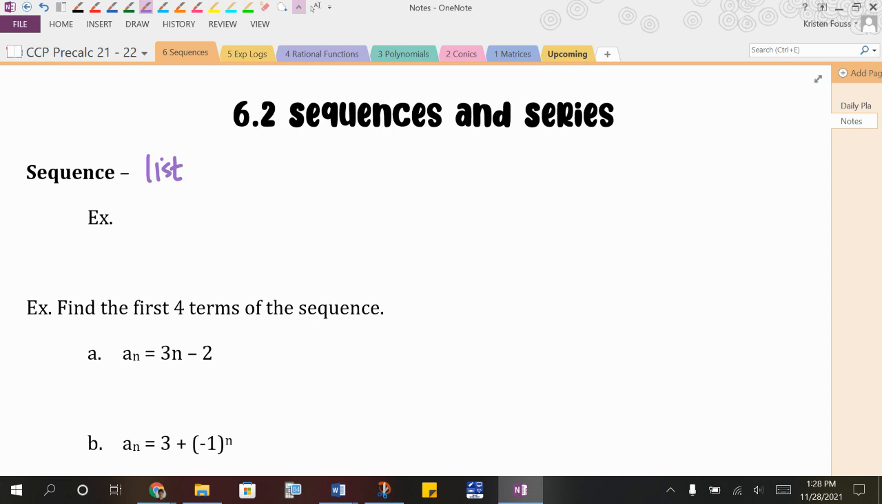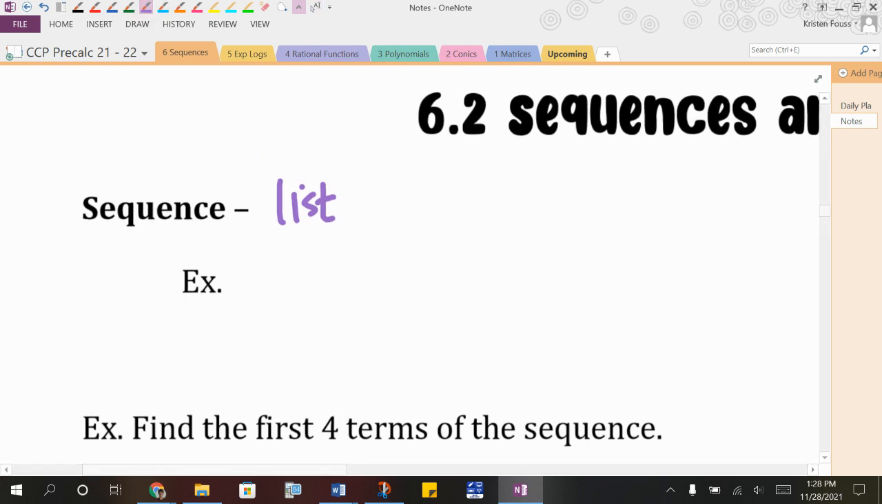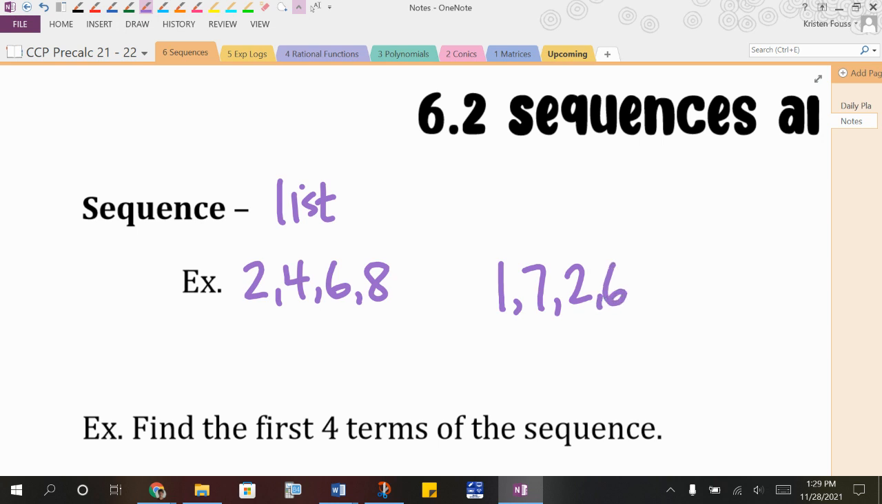So first off, what is a sequence? A sequence is basically just a list. It can be numbers, it can be variables, nothing specific. There can be a pattern to it. So I'm going to zoom in here a little bit. So I could say I've got the pattern 2, 4, 6, 8. This could be a sequence. There could be no pattern to it. I could do 1, 7, 2, 6, whatever.